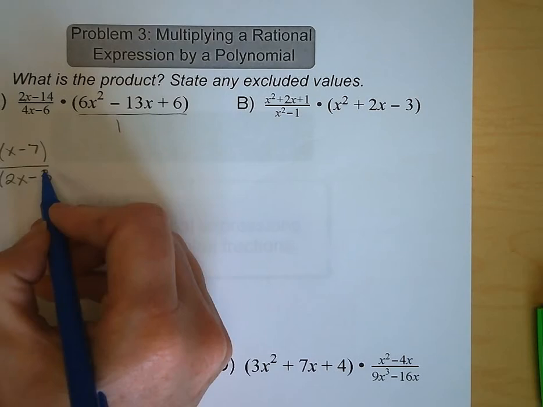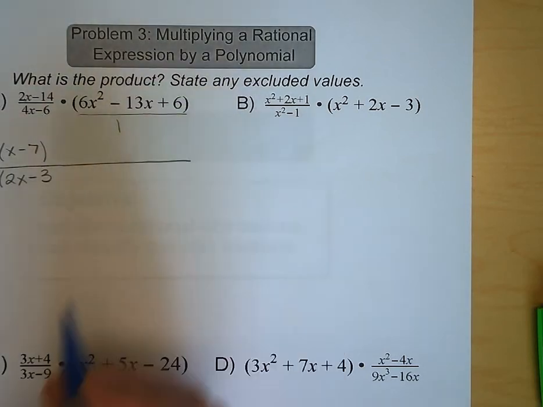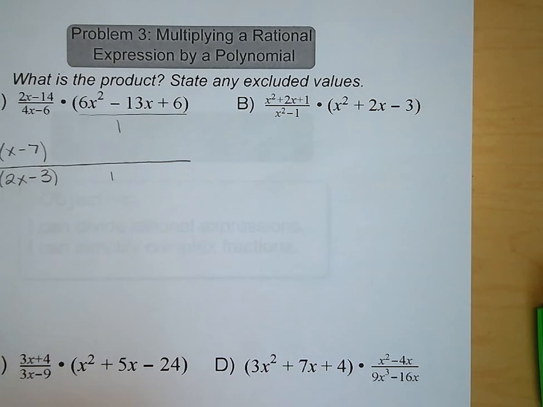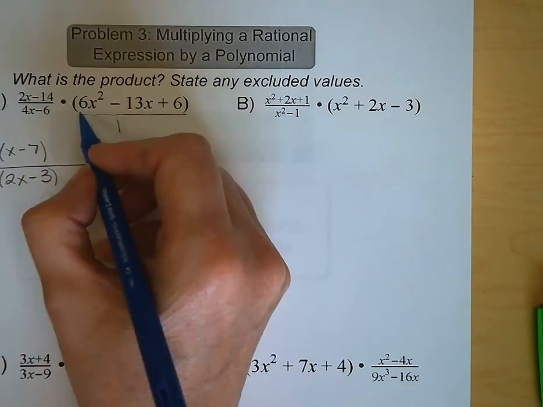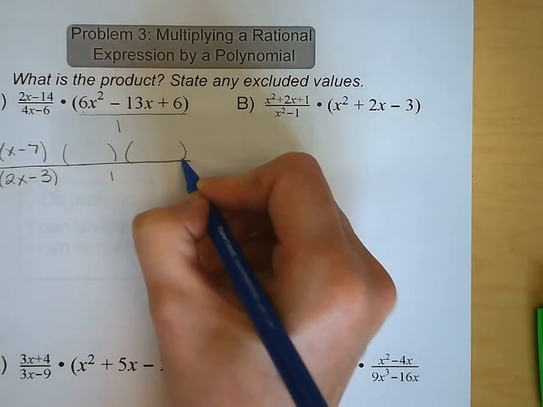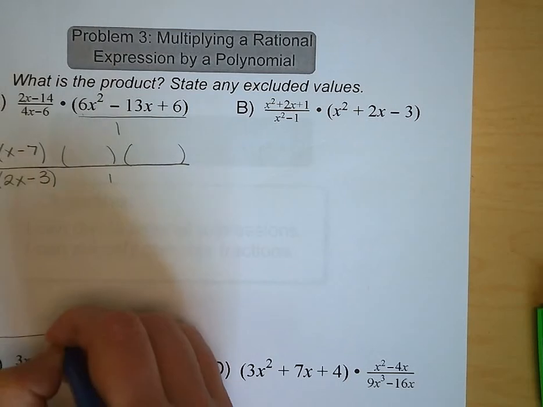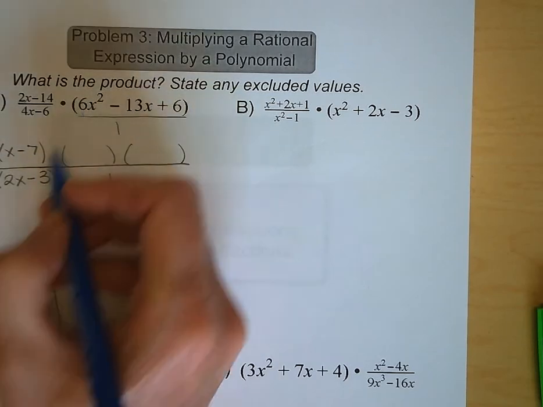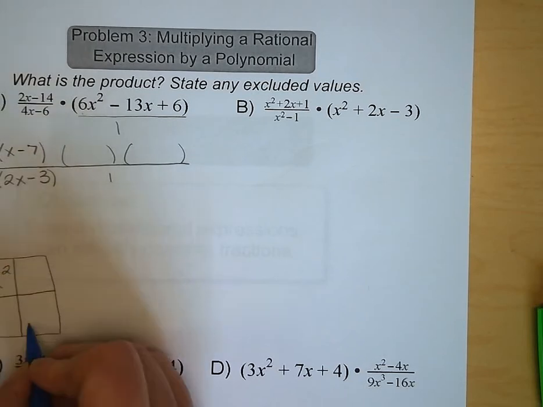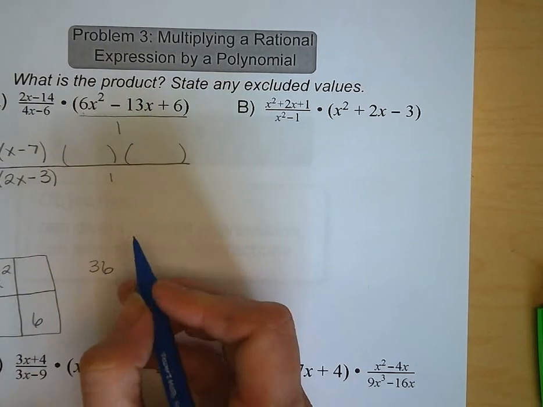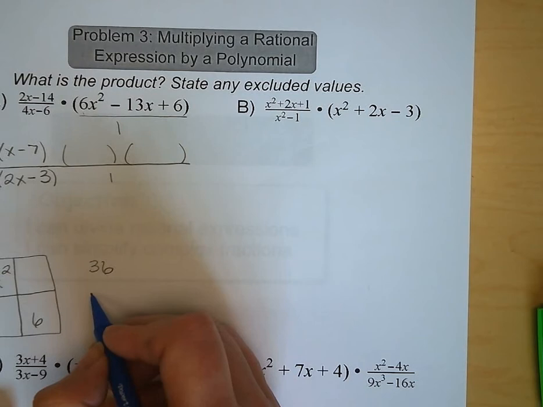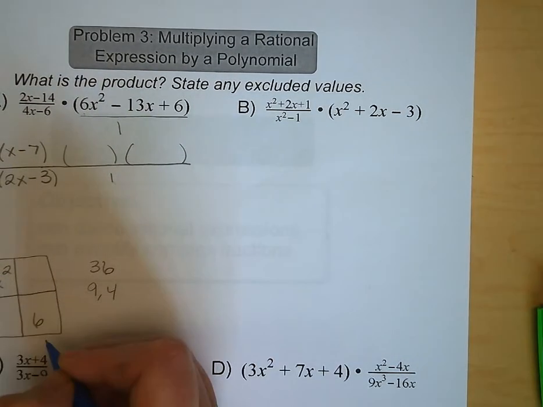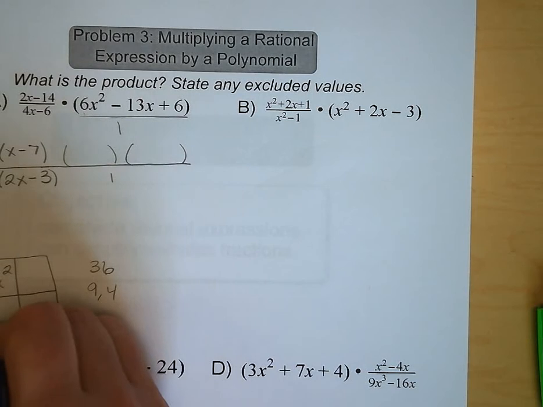So off the bat, Mrs. Zirzo has factored our 2x minus 14 and our 4x minus 6, which reduce to 2 times the quantity x minus 7 and 2 times the quantity 2x minus 3. And now we need to factor that polynomial. So you're going to have to use box method on this one. We're looking for factors of 36 that add up to -13. So we've got a 9 and a 4. Those will add up to +13, so they have to be a -9 and a -4.